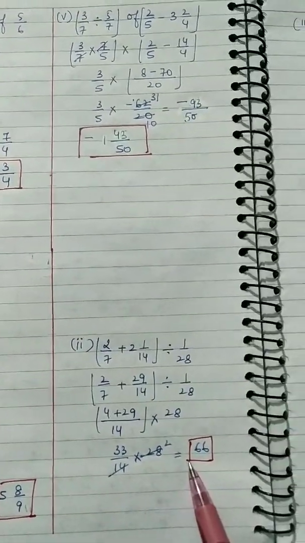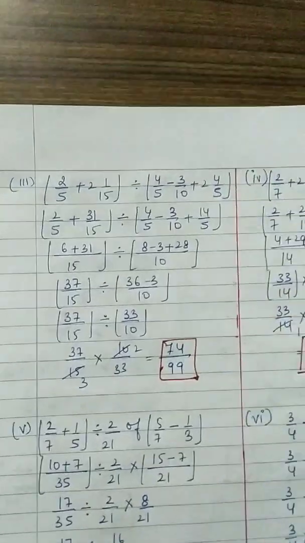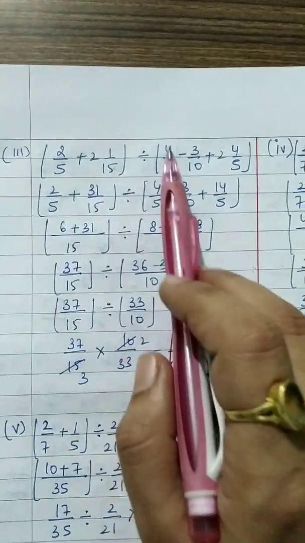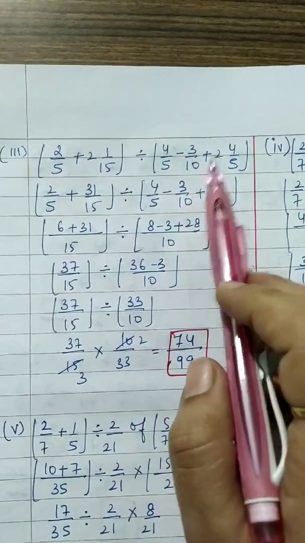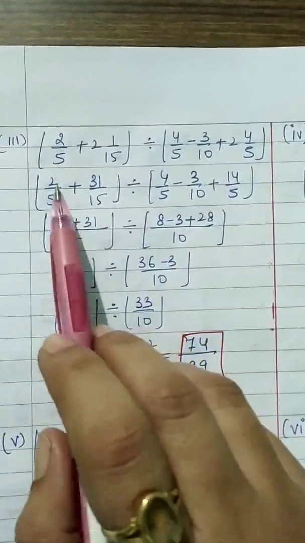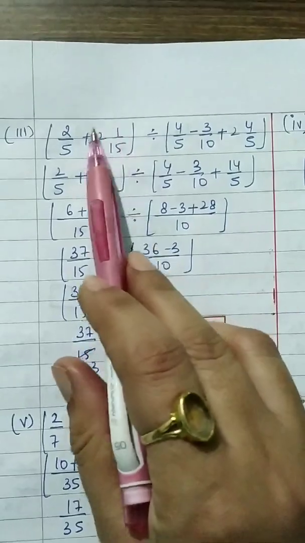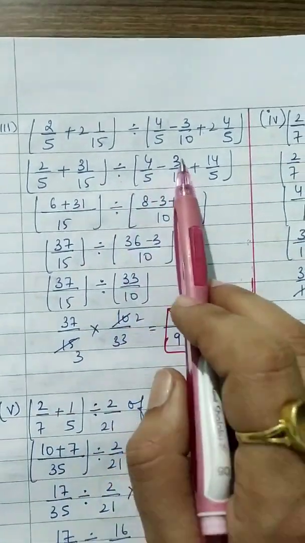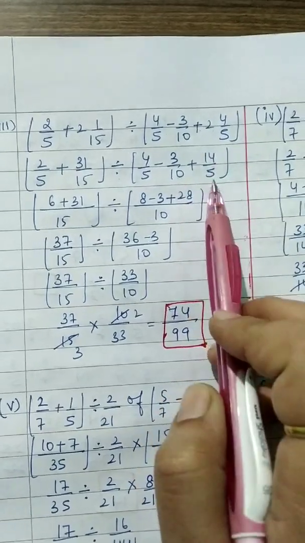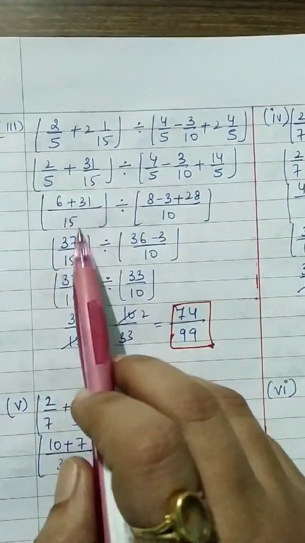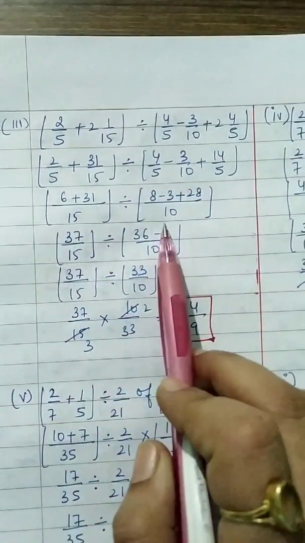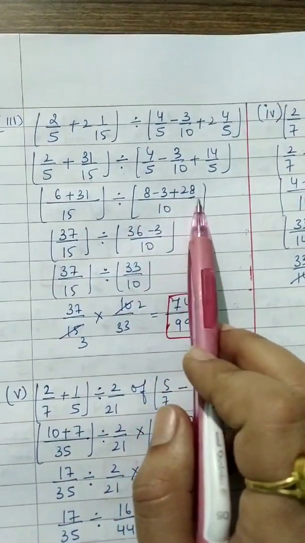So second part is also similar. Third part of the same question. 2/5 plus 2 1/15 ÷ 4/5 − 3/10 + 2 4/5. So 2/5, and change this into improper, 31/15 ÷ 4/5 − 3/10 + 14/5. Take the LCM over here. 15 is the LCM, 6 plus 31. Here LCM will be 10, 8 minus 3 plus 28.